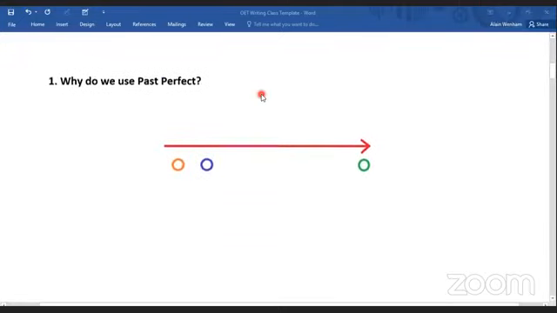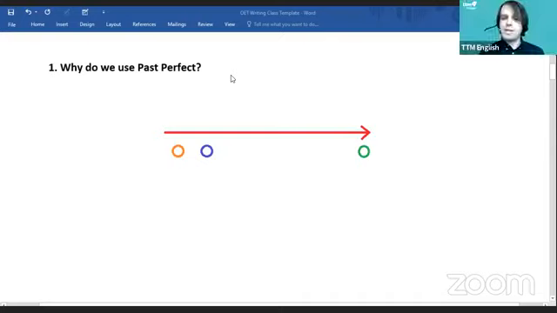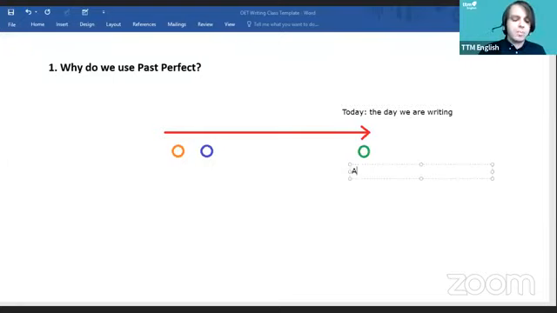Green. We need the green, don't we? Because that's today, the day we are writing, right? Okay, now Hala, if you want to just keep with me here. So here we've got today, the day we are writing. Let's call this day, I don't know, April 20th. Oops, can't spell April 20th.